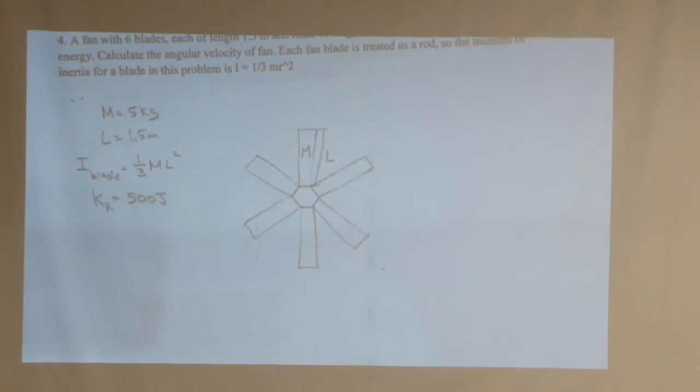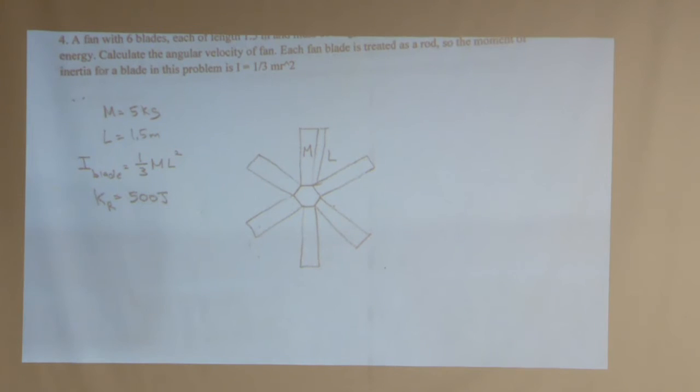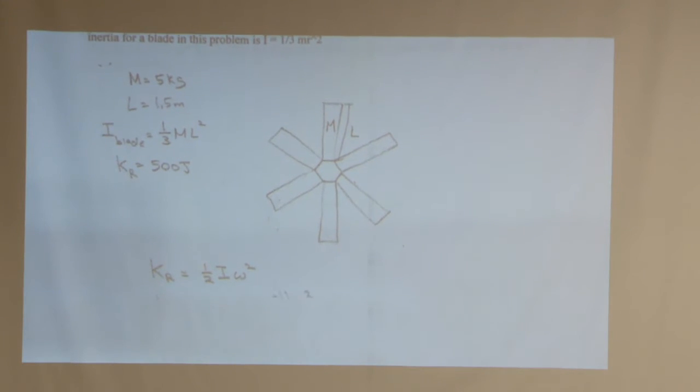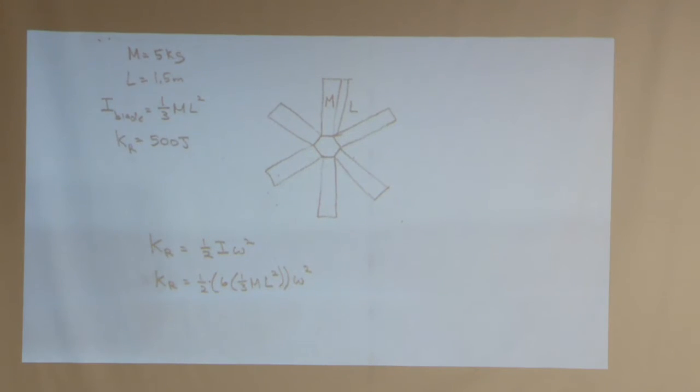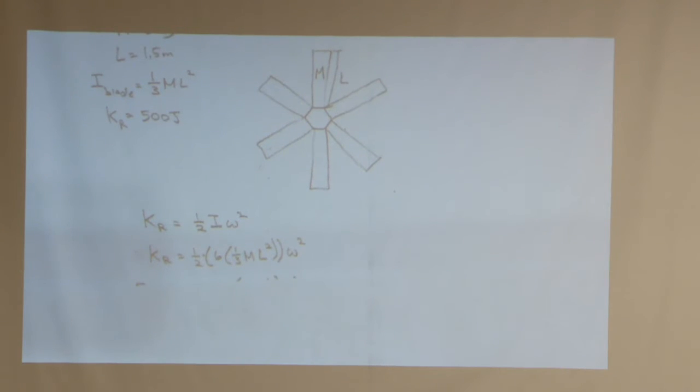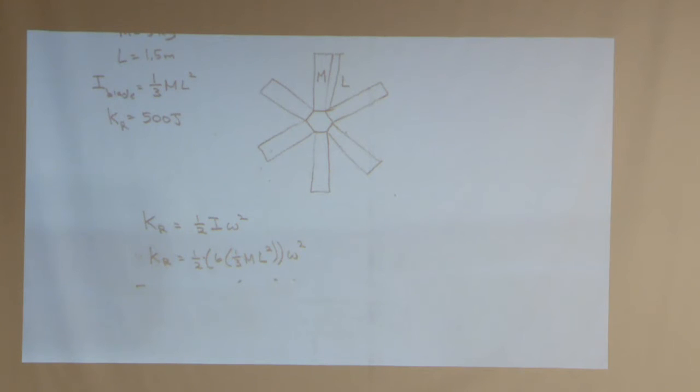So this is what we're looking at: a fan that has 6 identical blades. I is calculated as 1/3 ml squared. We're given L, we're given M, and we need to find the angular velocity. All right. So we're going to use the same equation, which is K equals 1/2 I omega squared. And now we're given K, and we need to calculate I, and then find omega. So I is the summation of all the moments of inertia for each of the blades. So all you have to do is find the moment of inertia for one blade and multiply by 6 because there are 6 blades. All right? So that becomes our I value.